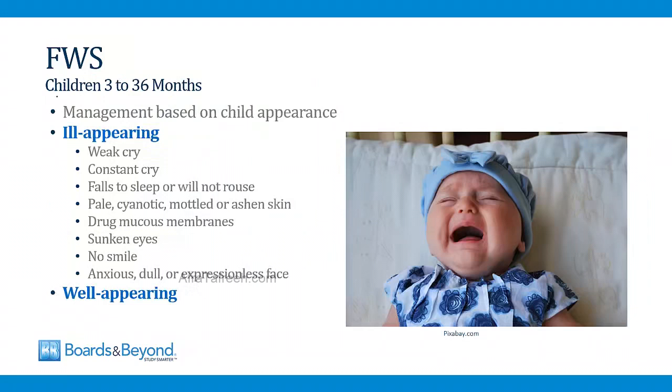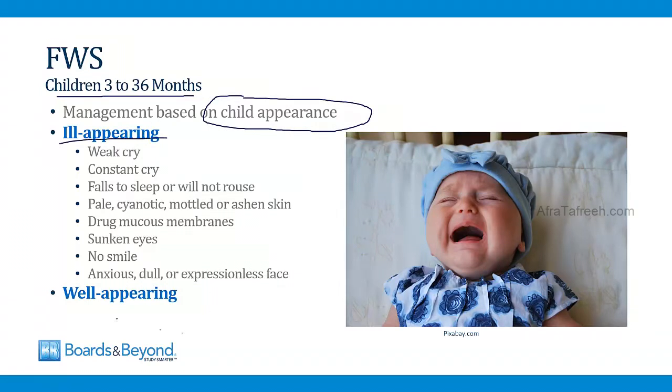For older babies 3 months of age all the way up to toddlers of 36 months of age, the management of fever without a source is based on the child's appearance, and this is a huge thing in pediatrics, determining what the child looks like. Children who are ill appearing are treated differently than children who are well appearing, so you need to learn how to do this on your pediatrics rotations, how to tell whether a baby with a fever is ill appearing.